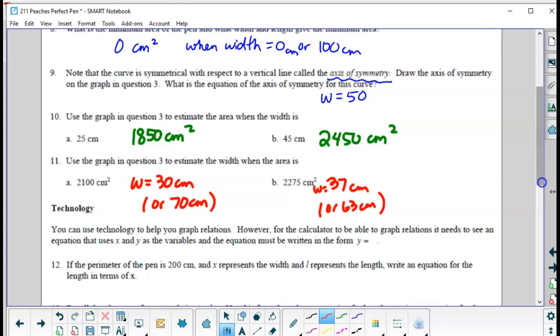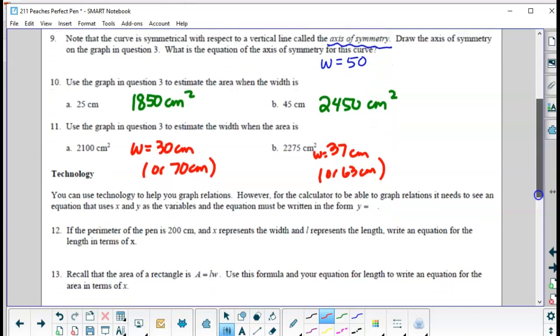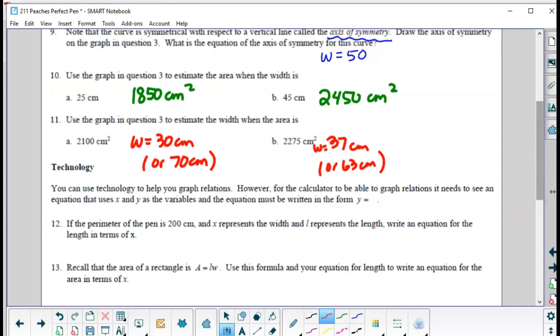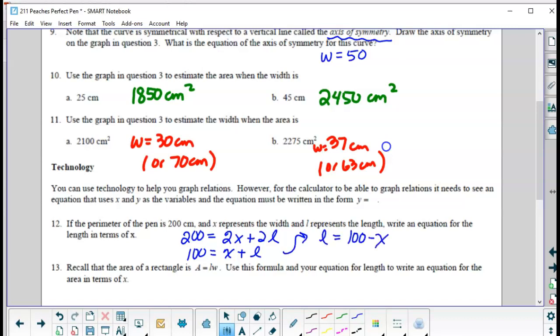So you can use technology to help you graph. However, for a calculator to be able to graph a relation, it needs to see the equation uses x and y. So it's going to be in the form y equals. So if the perimeter of the pen is 200 and x represents the width and L represents the length, write an equation for length in terms of x. So perimeter is 200. And so we've got 2x plus 2L. So remember that's going to be 100 equals x plus L. And we want to solve for L, so L is 100 minus x.